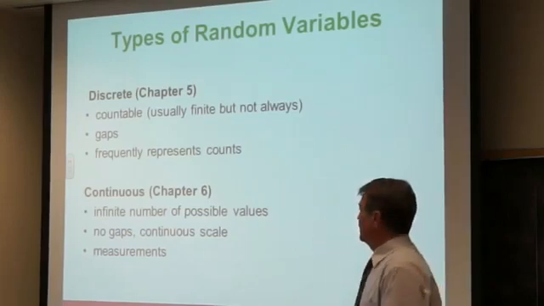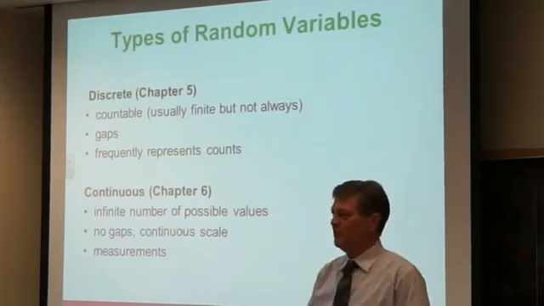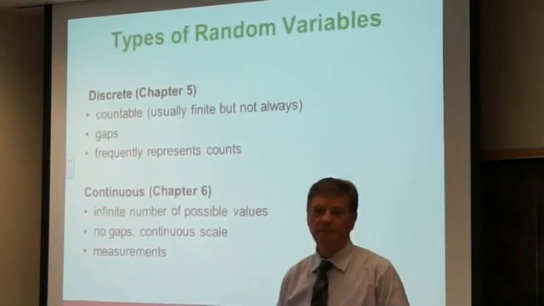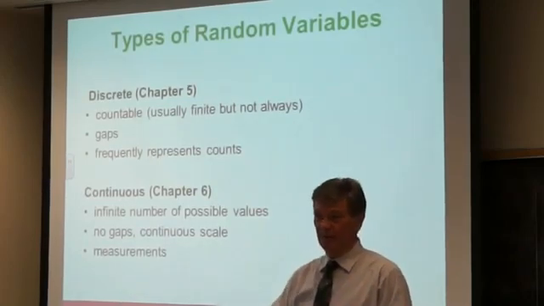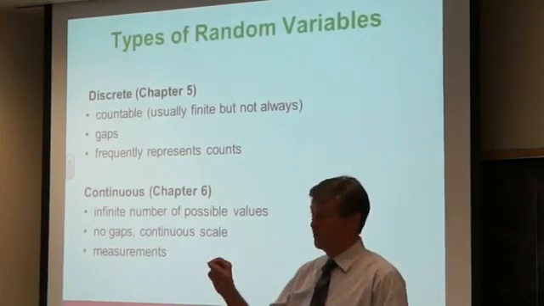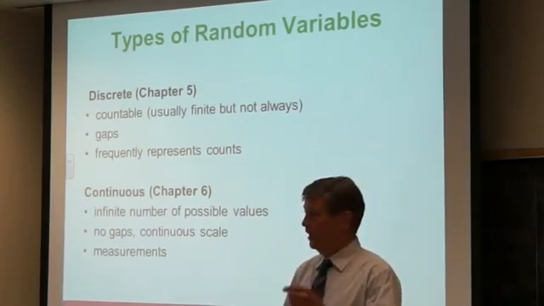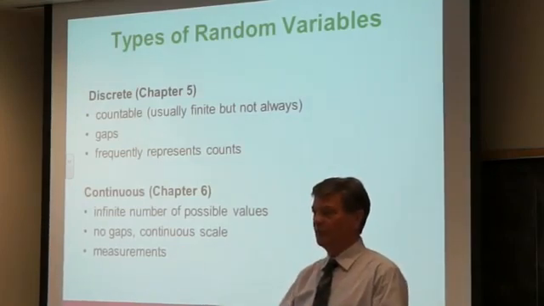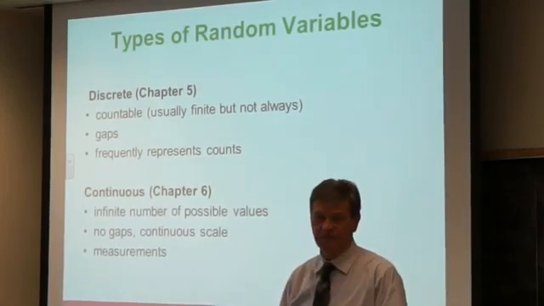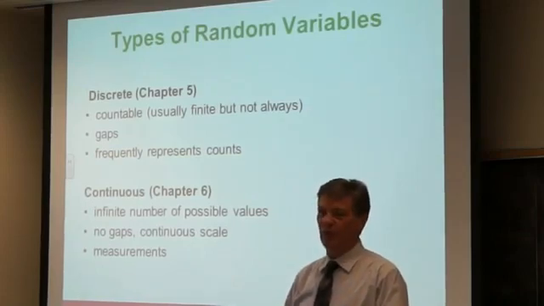So if the random variable is the number of emails you receive in a day, it's a count of something. That can be a really large number. You can get 100 emails, you get 102, but you can't get 100.5. That's a discrete random variable.